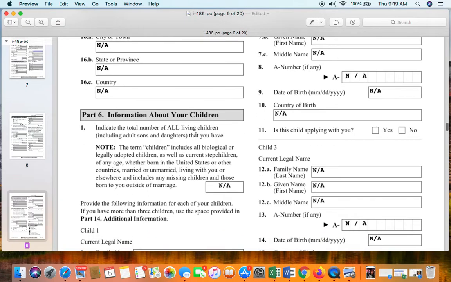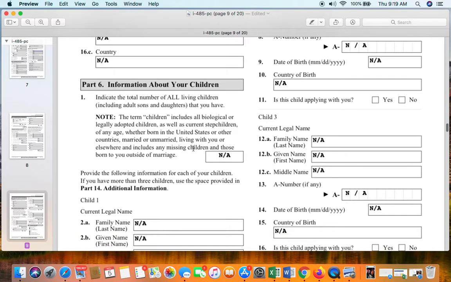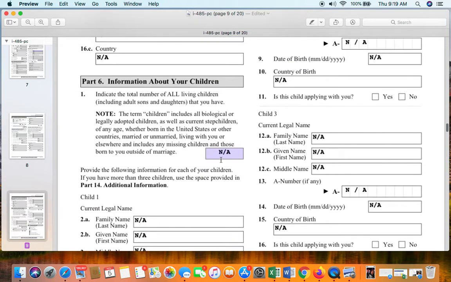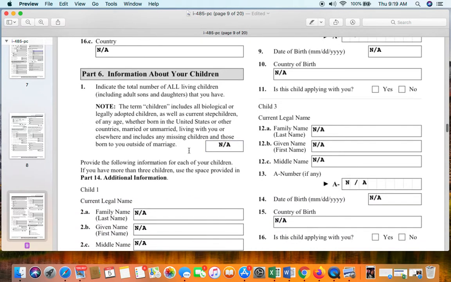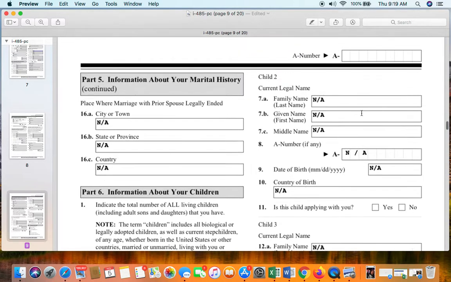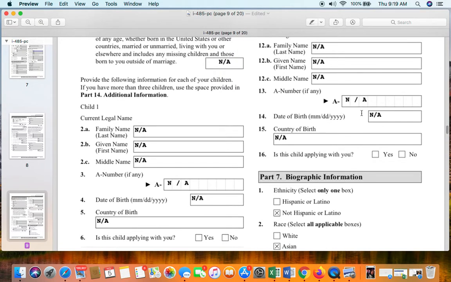Part 6, information about your children. Indicate total number of living children. The term children includes the biological or adopted children. Just put in NA because this is not applicable to us, since our derivative applicant doesn't have any children yet.